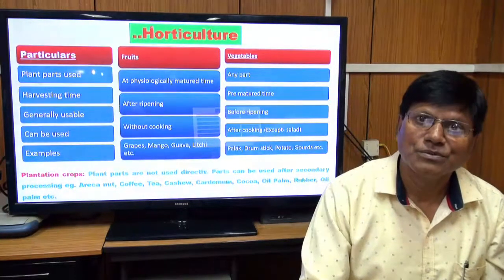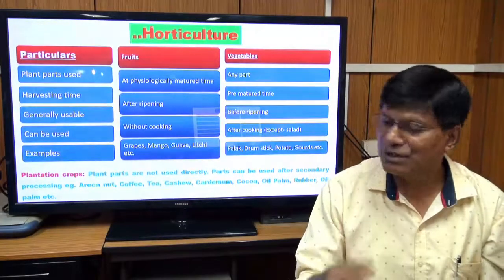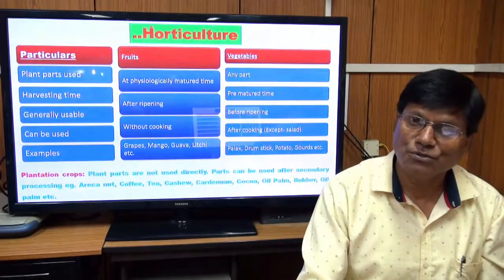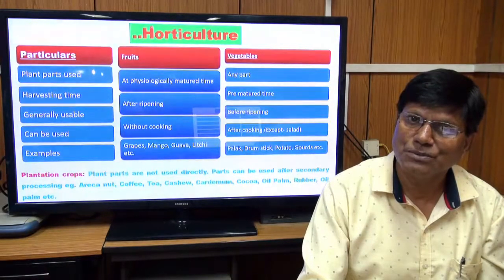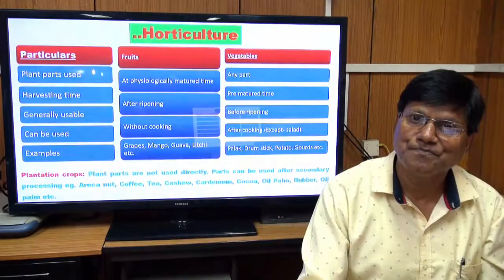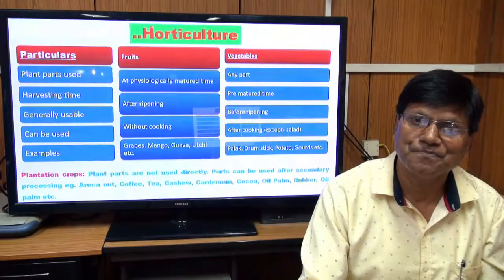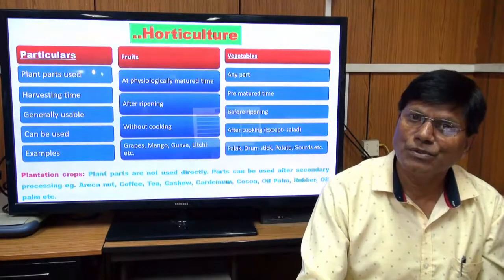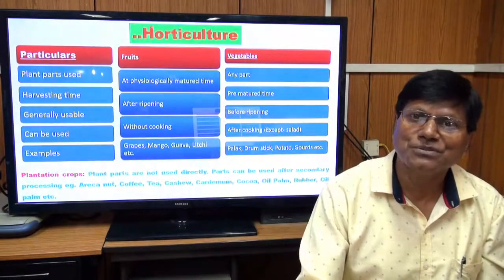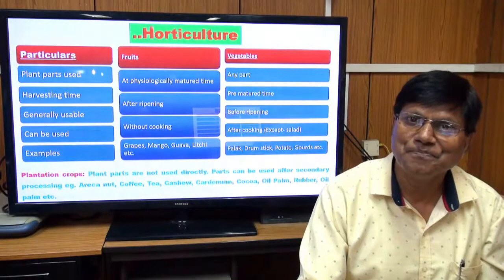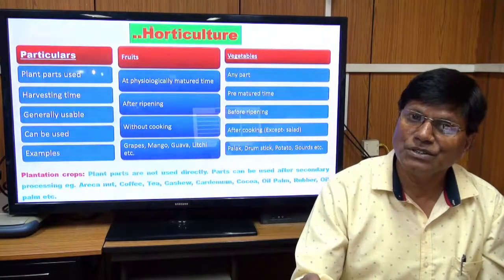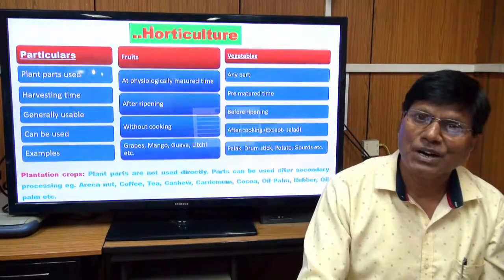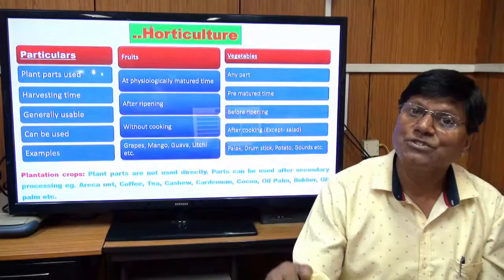So, fruit and vegetable. Then our topic includes study of fruits, cultivation of fruits, and plantation crops. Now coming to plantation crops. In plantation crops, the produce is not directly used. It is not directly consumed. The products of horticultural plantation crops are used after secondary processing.